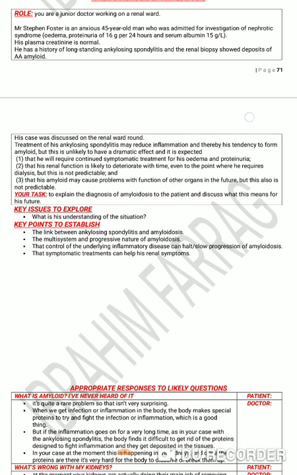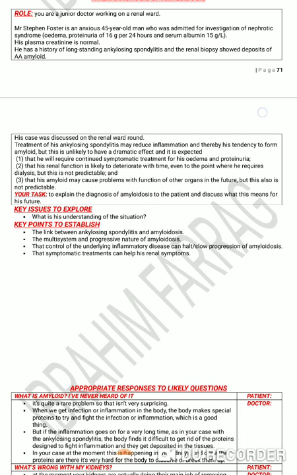Nephrotic syndrome is characterized by edema, proteinuria of 16 grams per 24 hours, and low serum albumin. His plasma creatinine is normal, and he has a history of long-standing ankylosing spondylitis, and the renal biopsy shows deposition of amyloid. So the scenario is very easy. The patient has a long history of ankylosing spondylitis, and in turn he is suffering from amyloidosis, and this amyloidosis is causing his nephrotic syndrome.